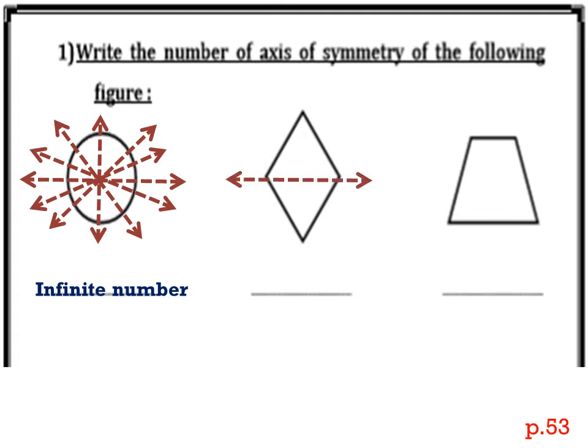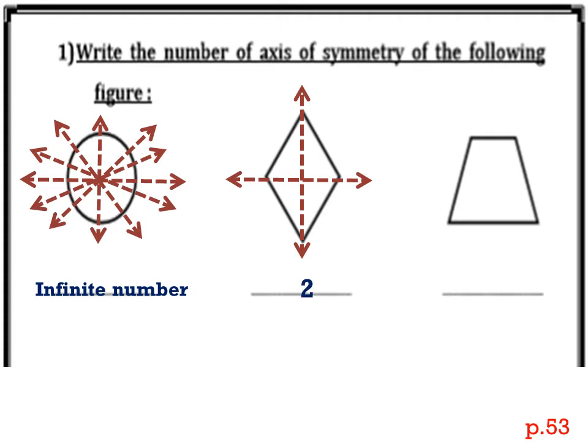And the second shape we have is a rhombus. We can cut it into 2 equal parts like this. And now we have 2 identical triangles. And also we can cut it like this. We have 2 identical triangles. So how many lines of symmetry do we have? We have here 2 lines of symmetry.